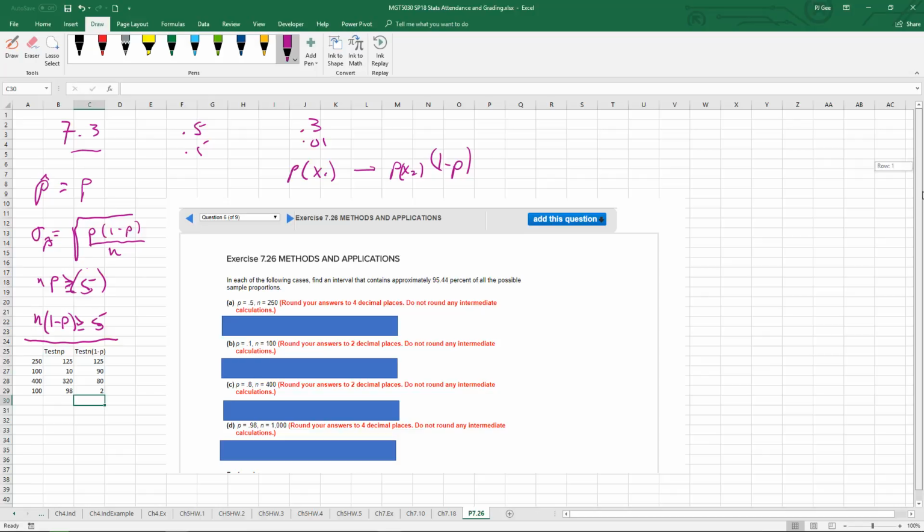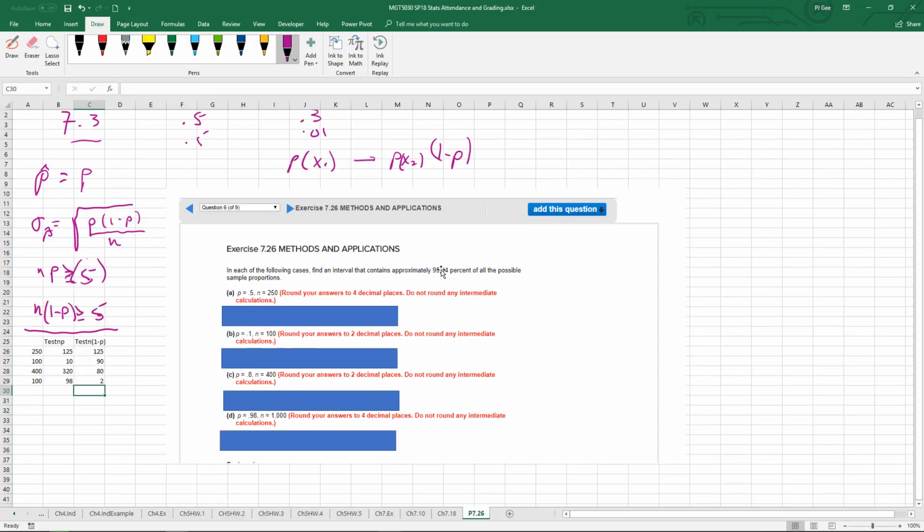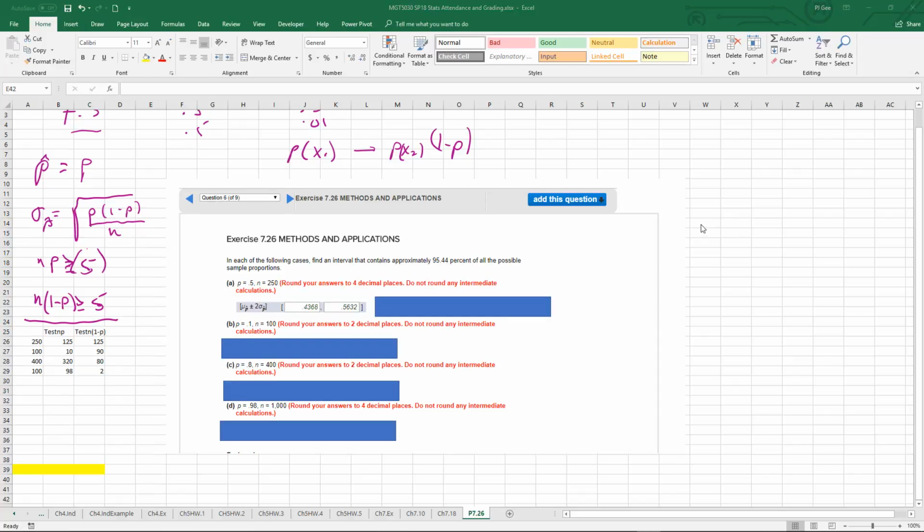So what they ask us is, keep your eyes open, because they're going to look at the empirical rule of normally distributed data concerning the standard deviations, the variance, and the variability of the data. Find the interval that contains approximately 95.44% of all the possible sample proportions. Well, I have a sneaky belief they picked 95.44 for a certain reason. Remember what happens in these problems with proportion.